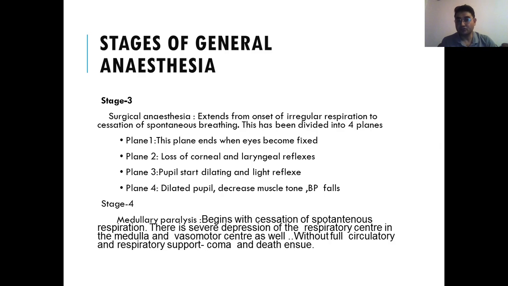In stage 4, it is medullary paralysis. It begins with cessation of spontaneous respiration. There is severe depression of the respiratory center in the medulla and vasomotor center as well, and without full circulatory and respiratory support, coma and death ensue.